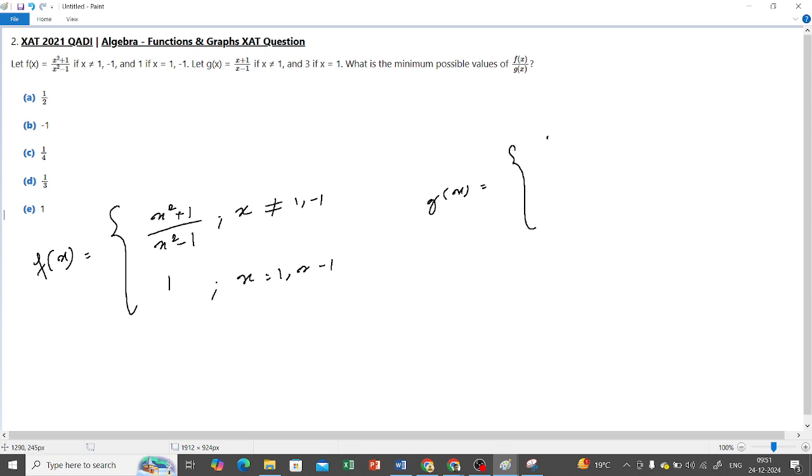g(x) equals (x + 1)/(x − 1) if x is not equal to 1, because that is very normal. You can see that if x is equal to 1, the denominator becomes 0. And g(x) equals 3 if x is equal to 1. What is the minimum possible value of f(x)/g(x)? Alright, so what is f(x)/g(x)?